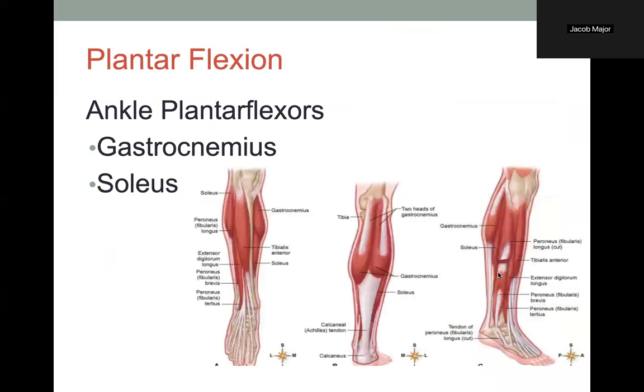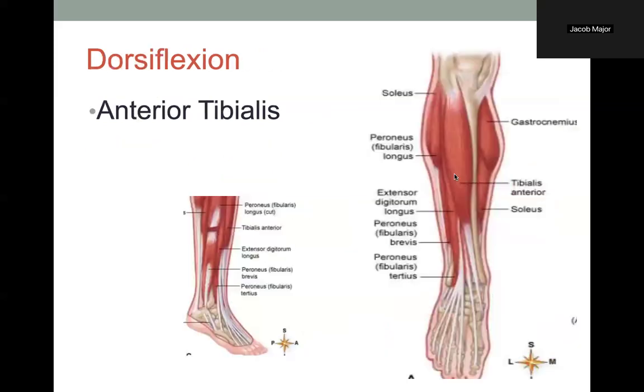Then we have plantar flexion. So our ankle plantar flexors are our gastrocnemius, as well as our soleus here, gastrocnemius here. Then we have dorsiflexion, which is coming from our tibialis anterior. The tibialis anterior is right here. It runs around in here, kind of right below the shin.